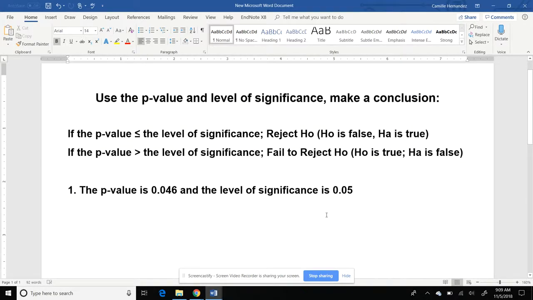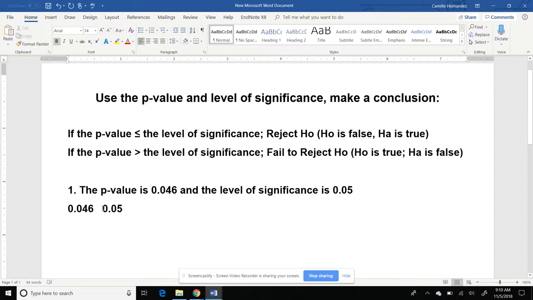So here I go, using the first rule. My p-value is 0.046, and my level of significance is 0.05. So if I compare these two, I'm going to go over here and do this. I'm going to write 0.046, just take it to the next line so we don't get confused, and I'm going to compare it to 0.05. Okay, so what's going on here?